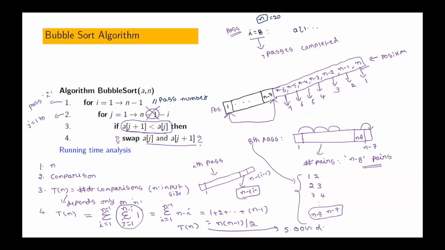The order of growth of T of n. What is n into n minus 1 by 2? N square. What is its order of growth? N square. Once you know that its order of growth is n square, then we can represent it. So now we know that T of n is n into n minus 1 by 2, that is 1 by 2 into n square minus 1 by 2 into n. We know its order of growth is n square.